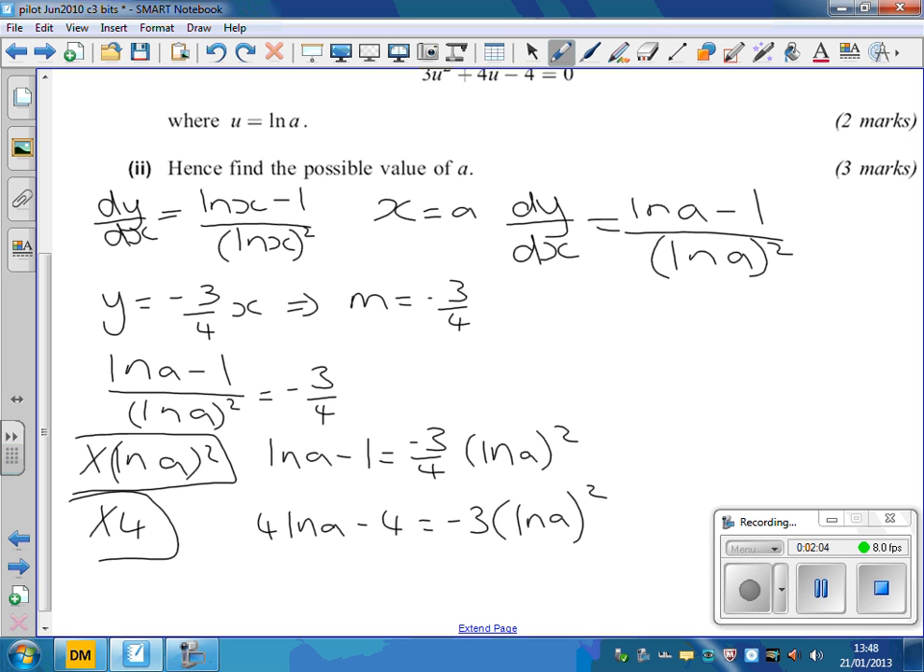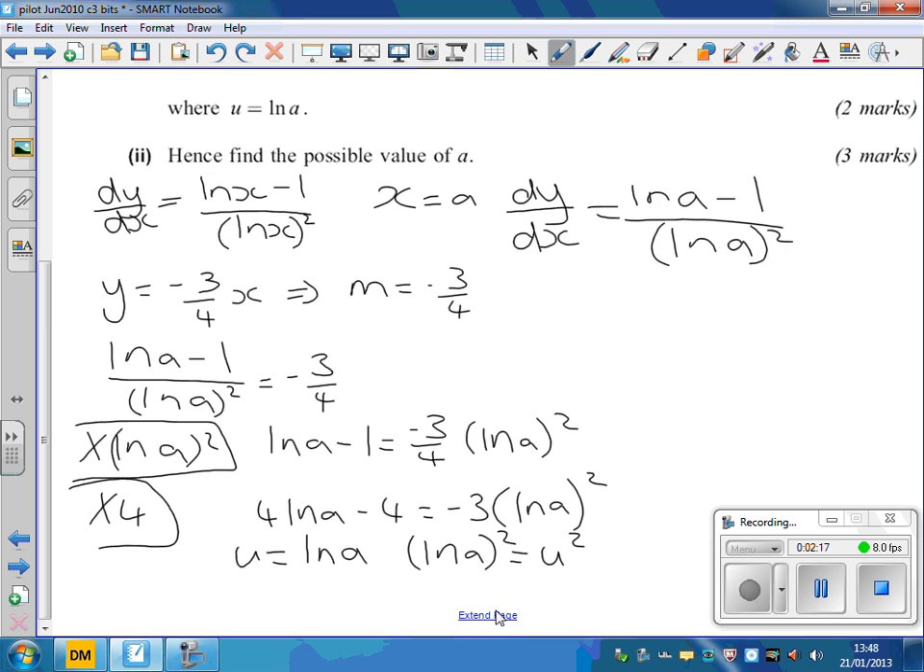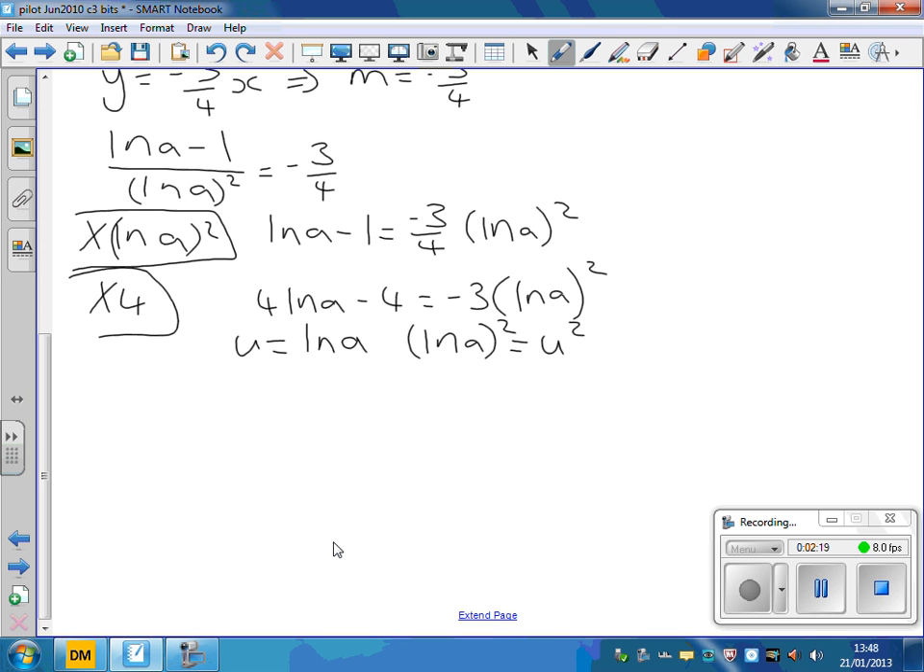Now looking back, the question told us that u is ln a, which means that (ln a) all squared is going to be u squared. So if I substitute these bits of information into the equation, I end up with 4u minus 4 equals minus 3u squared. And then rearranging, we end up with 3u squared plus 4u minus 4 equals 0, which is what we were trying to show.